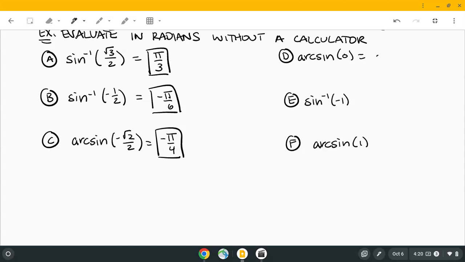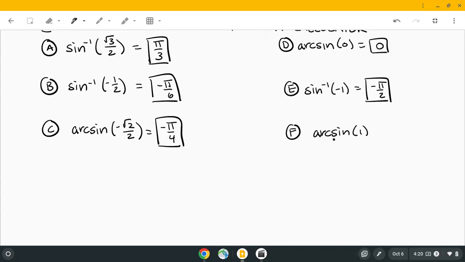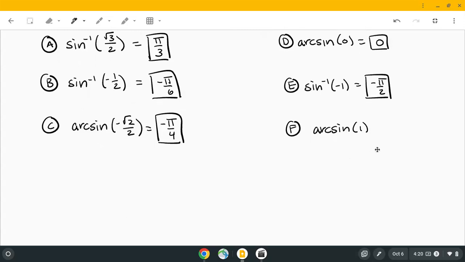When is sine 0? At 0 radians. What about sine inverse of negative 1? When is sine negative 1? That's at 270 degrees, which is negative pi over 2. And when is sine 1? So that's what it's asking. It's asking you, when is sine 1? And that happens at pi over 2, at 90 degrees. Okay? So that's how you do these here.